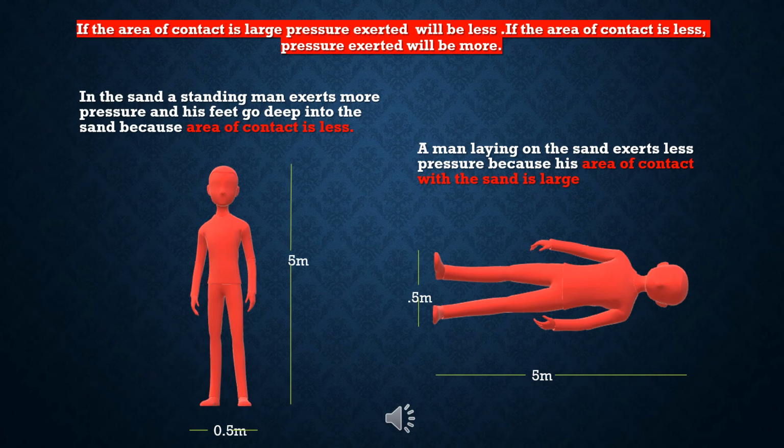Here comes another example to show that if the area of contact is large, the pressure exerted will be less. Imagine a man standing in the sand. His body weight is exerted on his feet, that is a small area. Because of high pressure, the sand gets compressed and his feet go deep into the sand. Whereas a man lying down in the sand cannot exert much pressure because the area of contact with the sand is more.